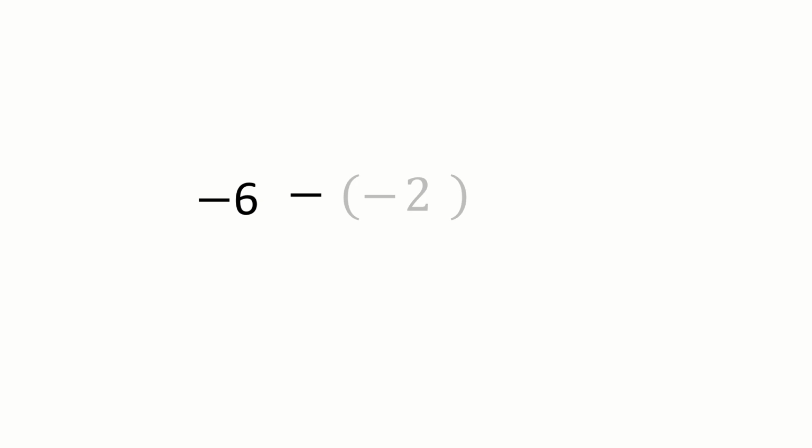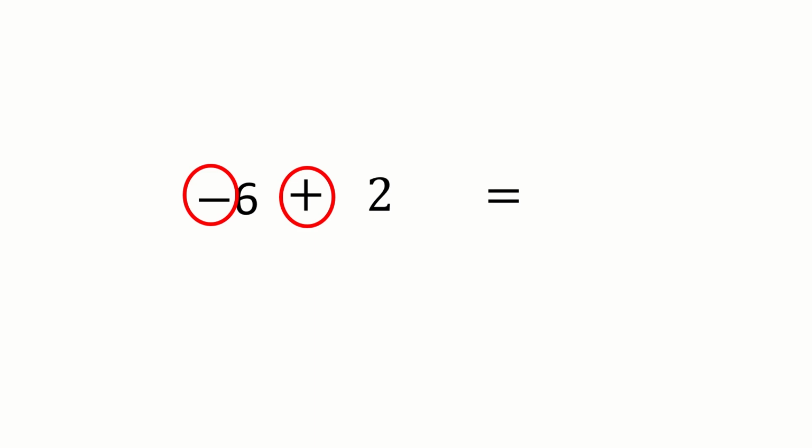Negative 6 minus negative 2. First step, simplify the operator. Negative times negative is positive. Take the positive, the plus sign into the equation. Do we add or should we subtract? We are going to subtract because negative times positive is negative. So 6 minus 2 is 4. Which number is bigger, 6 or 2? 6. What sign does it carry? A negative. So the final answer will be negative 4.